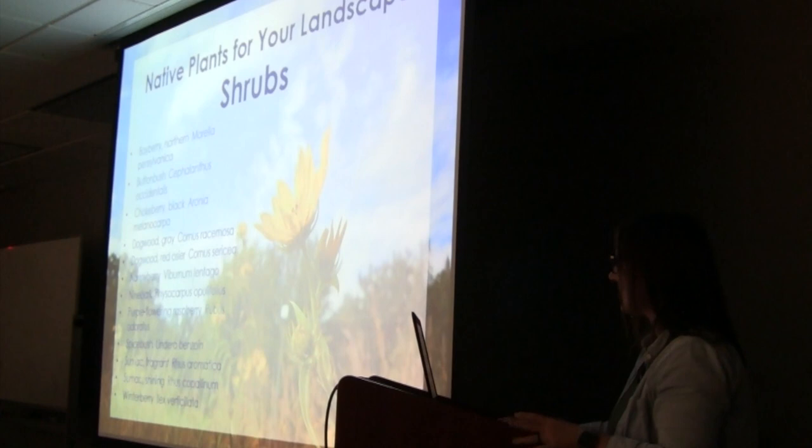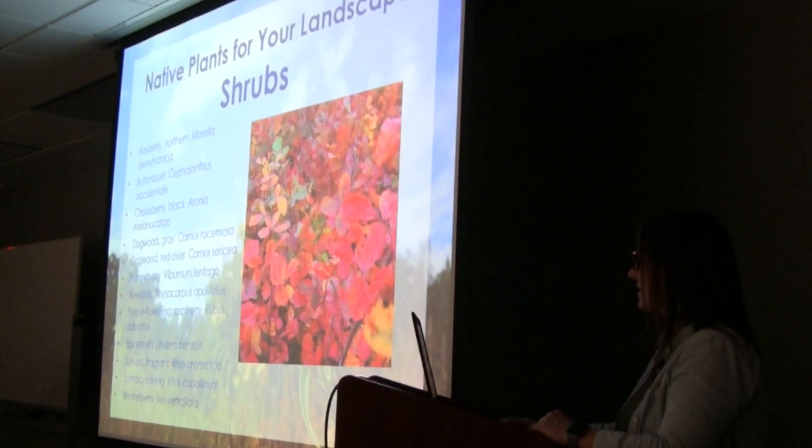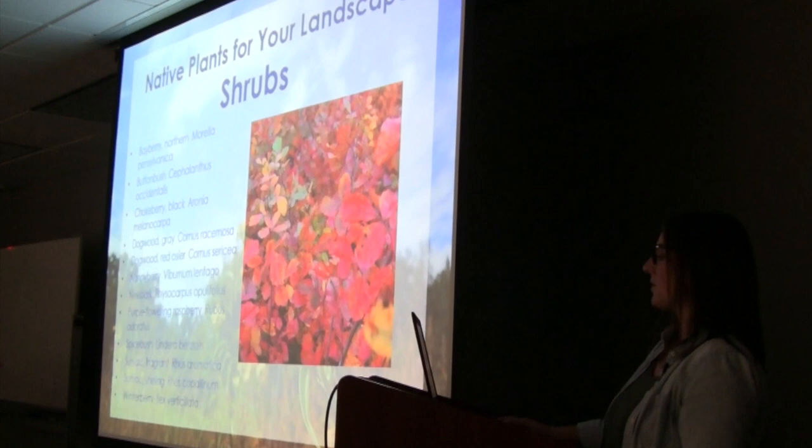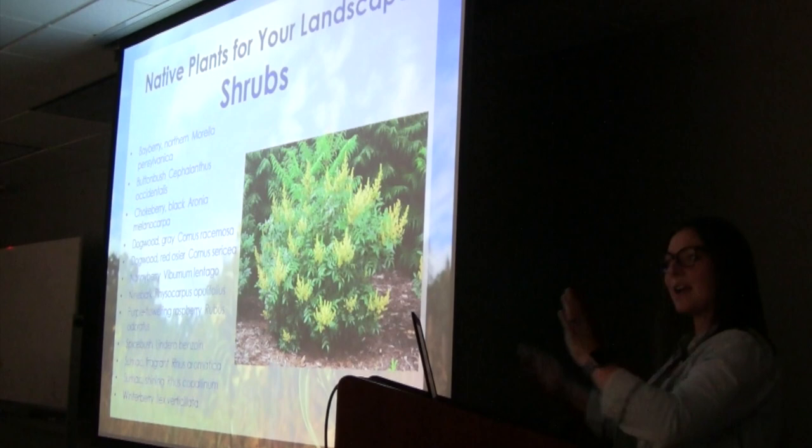Then we have fragrant sumac, another one deer don't like. Anything that's very strongly scented, deer don't tend to like. That one stays short too. There's also a cultivar called low grow that stays very low to the ground. And shining sumac. So shining sumac, it's a little bit taller. It gets those red berries, just like the staghorn sumac that you might be used to seeing on the side of the road. But it stays a little bit shorter.